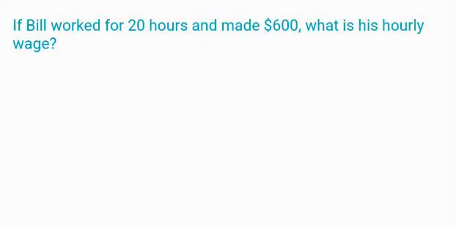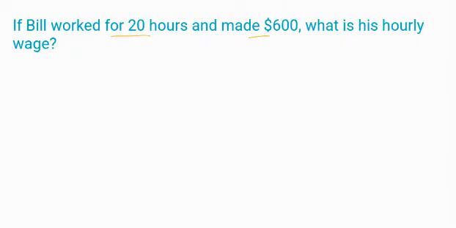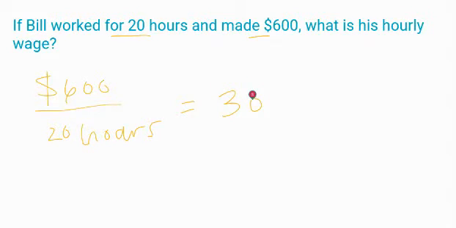If we know that Bill worked for 20 hours and he made $600, we want to find his hourly wage. If we go back to the first part, we can see that hourly wage is dollar per hour. So all we have to do is put $600 over 20 hours. We know that 600 divided by 20 is 30. So Bill makes $30 per hour.